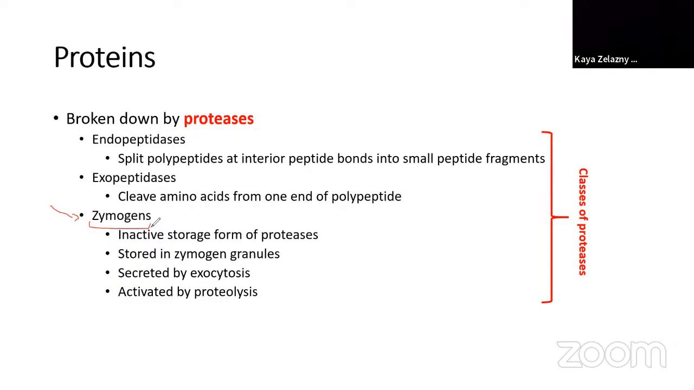So these inactive forms are stored in zymogen granules, which get secreted from the cells by exocytosis. And so we can think of these as kind of like vesicles that secrete them by exocytosis. And then they're going to need to get activated. In most cases, we basically activate them by breaking them down. So that's what proteolysis is. Break them down a little bit, and that is what turns them into an active endo or exopeptidase.